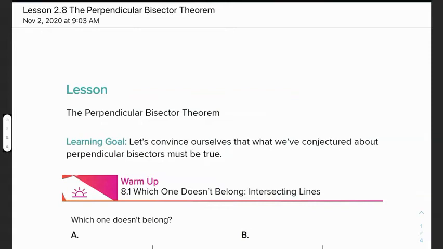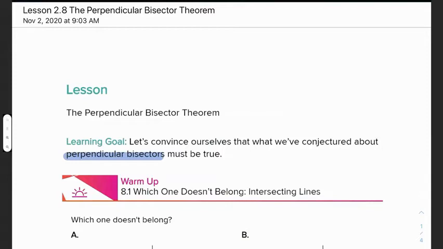Unit 2, Lesson 8, the Perpendicular Bisector Theorem. Our learning goal is, let's convince ourselves that what we've conjectured about perpendicular bisectors must be true. So the main idea is perpendicular bisectors.